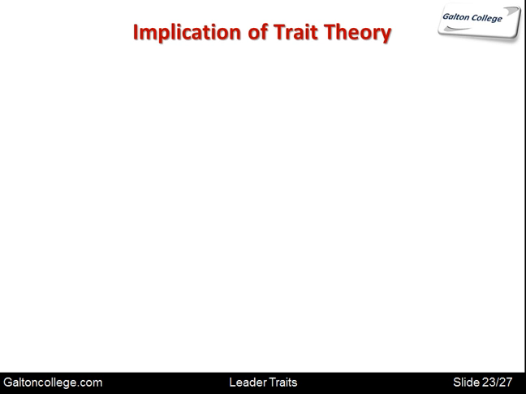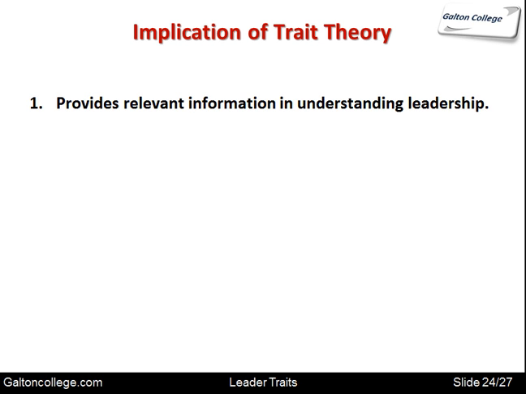Now, the implications of trait theory: it provides relevant information in understanding leadership. It's good because we can identify characteristics of leaders. It doesn't mean that we can predict, which presumably is the purpose of a theory. The purpose of the theory is to make prediction. But at least we have an understanding of important traits. So we could make a list. The list might be very long, as I said earlier, it could be 100 different traits, but at least we've got a list. So in that sense, it may be a good thing.